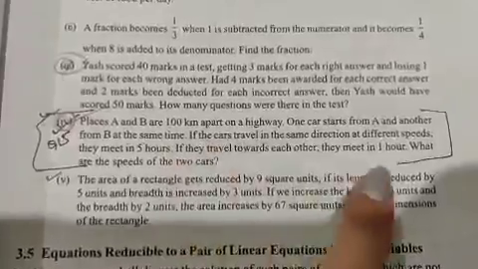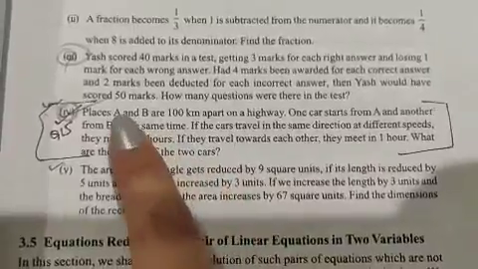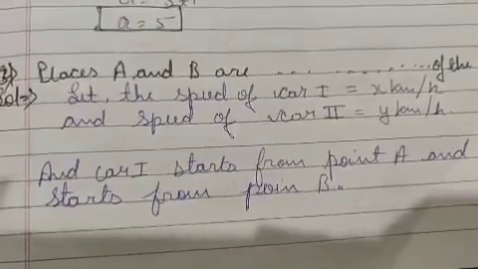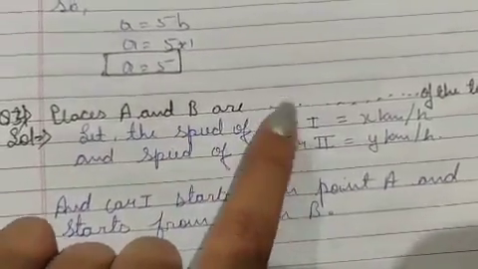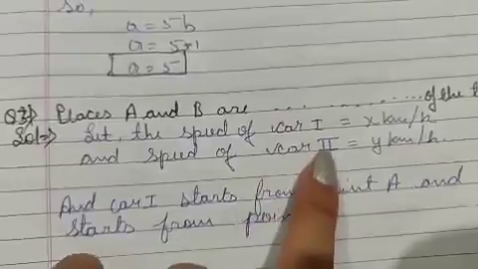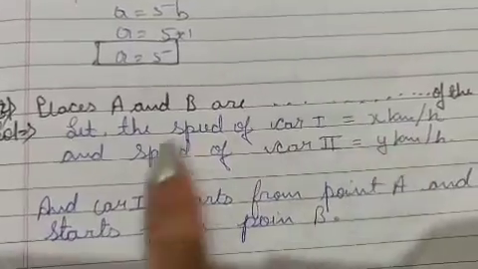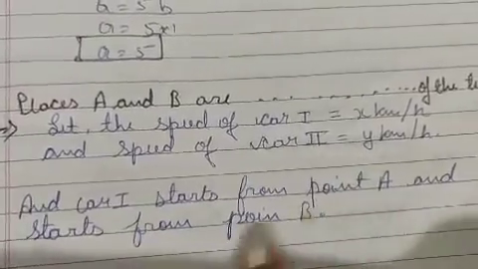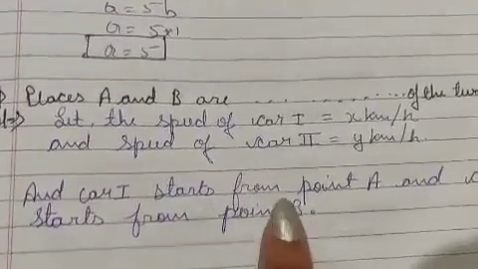Then what we have to find? What are the speeds of the two cars? Means what is the speed of the car which starts from A and what is the speed of the car which starts from B? This we have to find. So first of all, we assume the speed of car 1 which starts from point A and the speed of car 2 which starts from point B. So let the speed of car 1 be x km per hour and the speed of car 2 be y km per hour. Car 1 starts from place A and car 2 starts from place B.